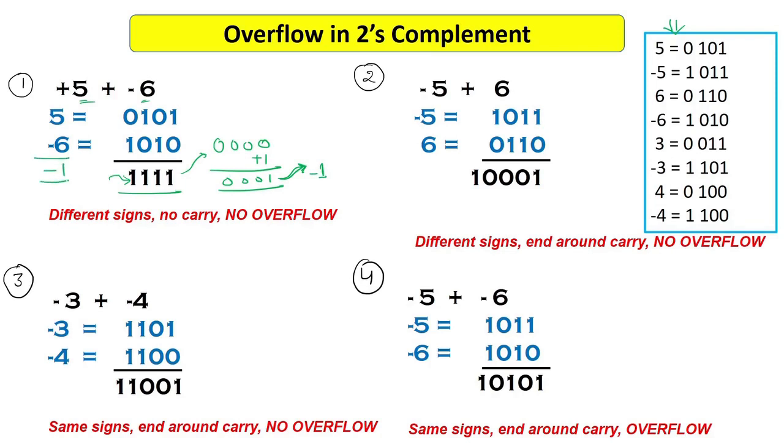And from here also in normal mathematics I should get -1. I got the same answer, -1 here and -1 here, okay. And the answer was represented in 4 bits. So that means we are adding two different sign numbers. We have got no end around carry also, and we also didn't get any overflow, okay.